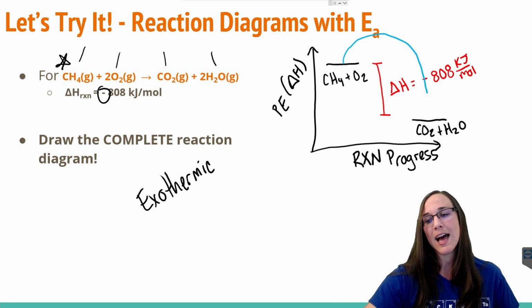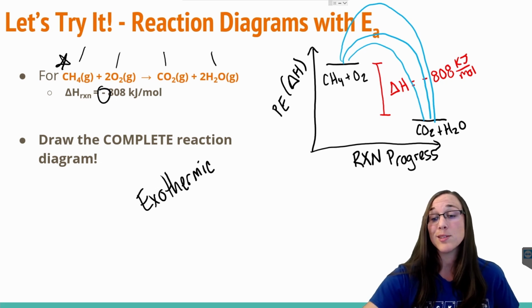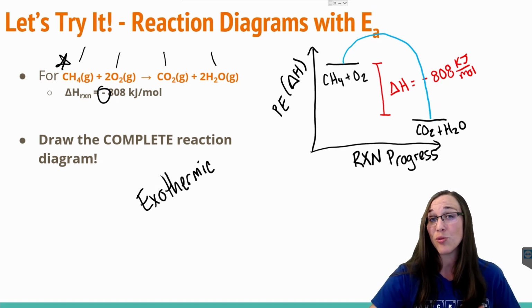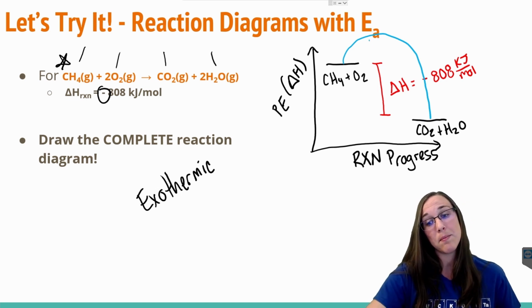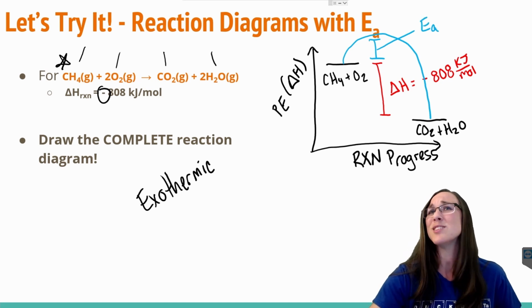Now that hump size is arbitrary. You may have drawn it up like this, you may have drawn it a little lower. That doesn't matter because we don't currently have a value for EA. We do still need to symbolize that EA is present by including the hump, but we don't know how big it is, and that's okay for now.